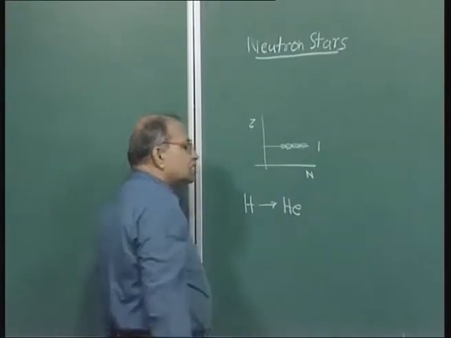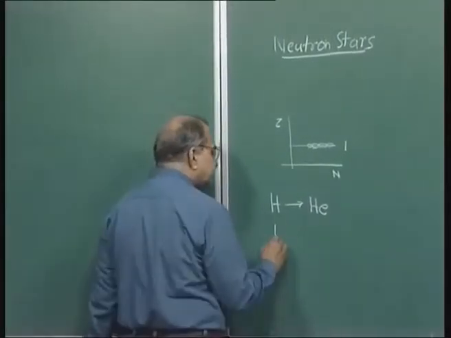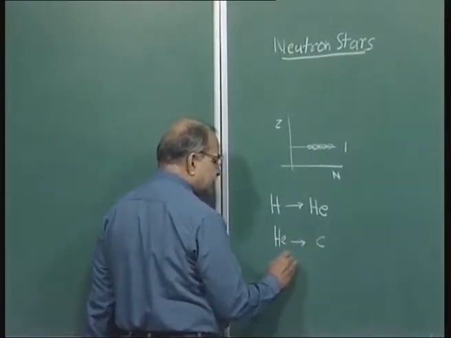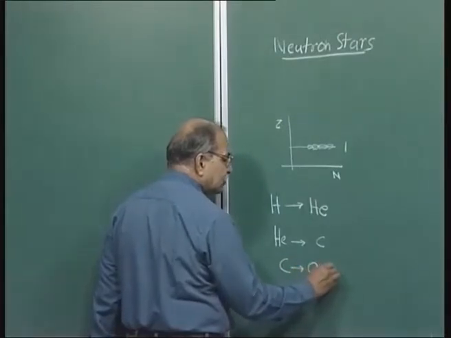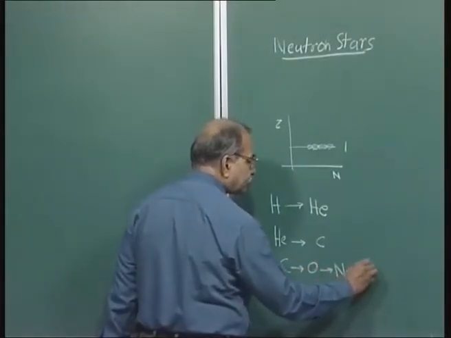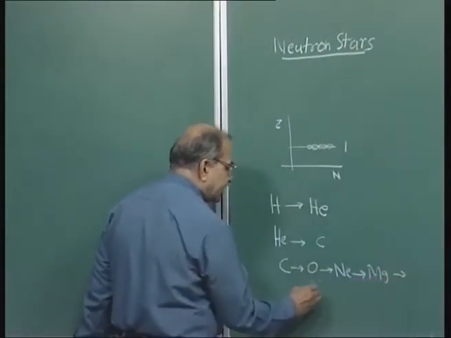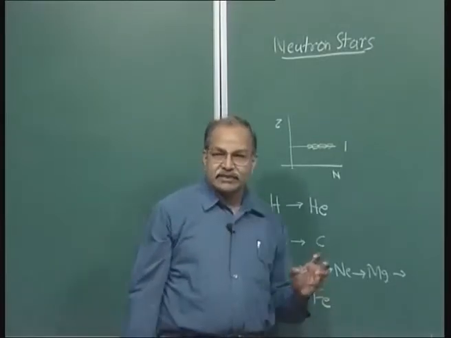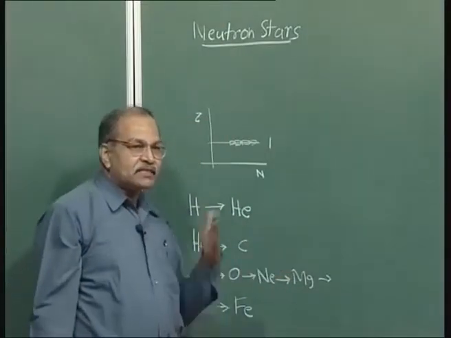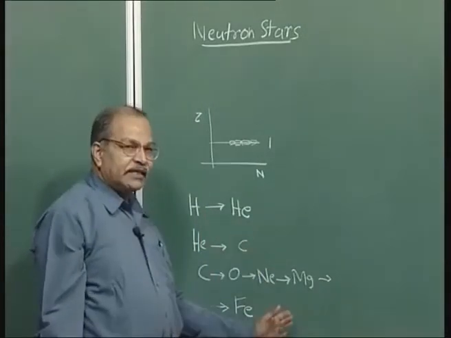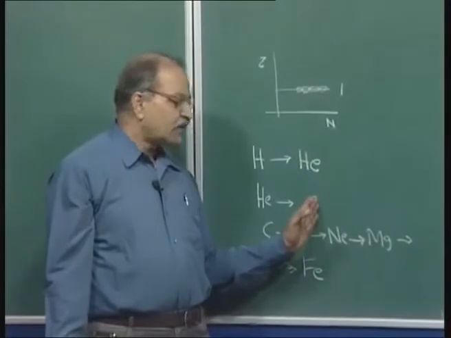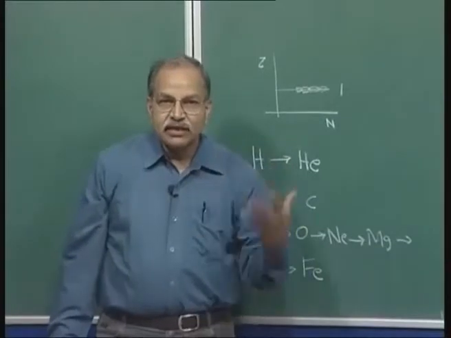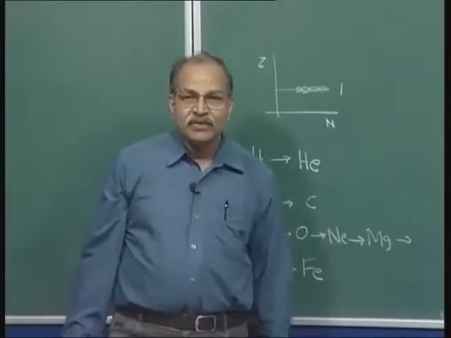So, hydrogen goes into helium, and then the next phase is helium going into carbon, then the next phase is carbon, oxygen and neon and other things, and finally it comes to iron, after which fusion is as such not possible. So, depending on the mass of the star, things can stop anywhere. In our Sun, the process will stop after carbon. But if the mass of the star is much larger than this, then all this can happen.